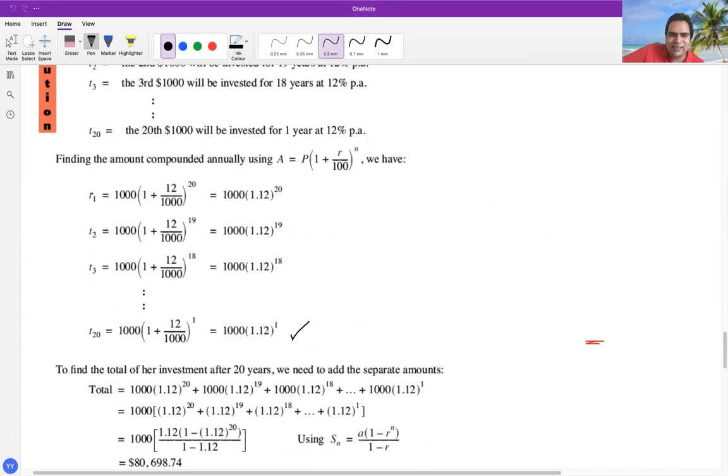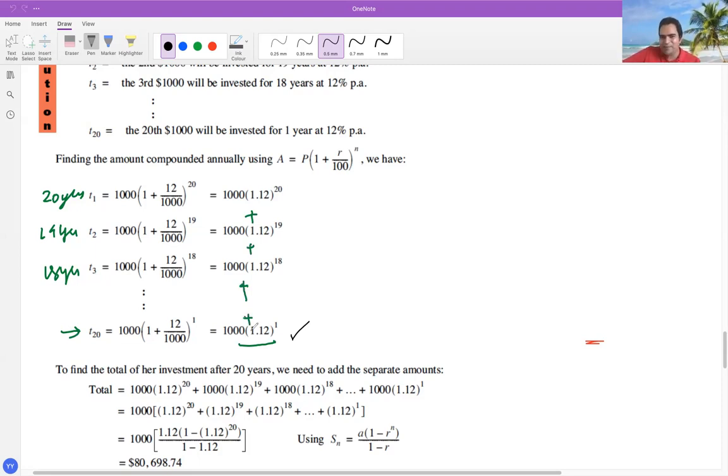So remember that these are the money that was invested 20 years ago. This was 19 years ago. This was 18 years ago. And the money that you just invested at the beginning of the 20th year, this year, will give you 1 year of interest, and that's what will be its worth. And of course, to get the total net worth, you're going to add these amounts. You're going to add these values.